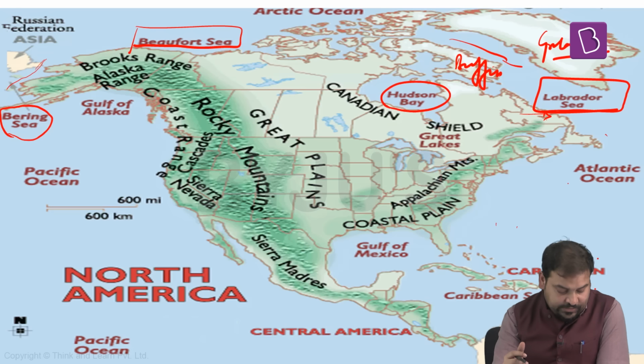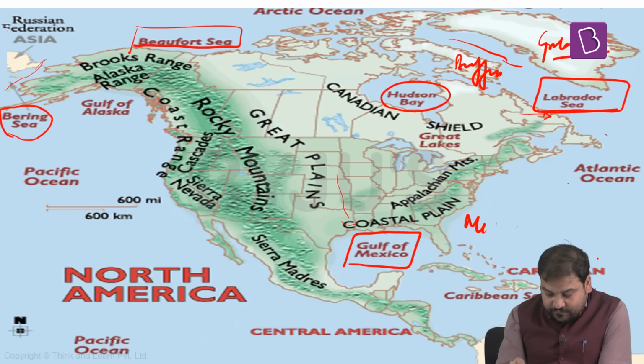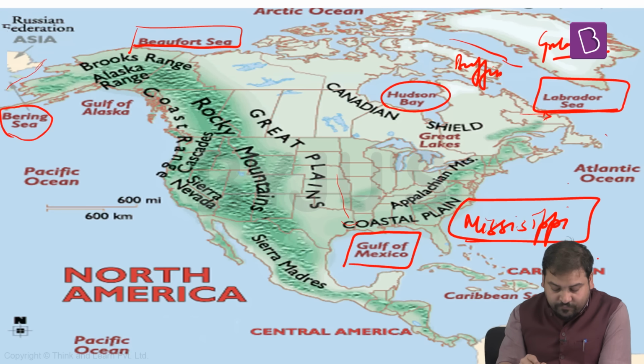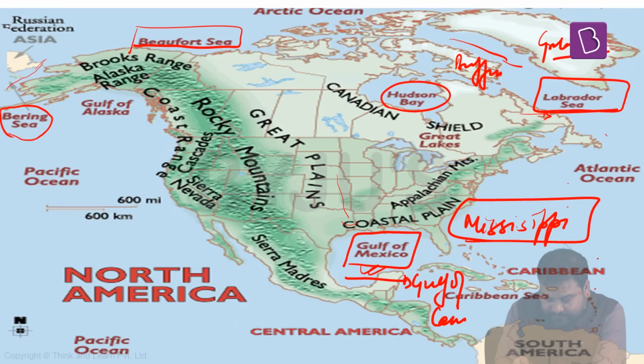your Labrador area. Another Gulf that is very important is the Gulf of Mexico. Also important for the fact that the river Mississippi, which is one of the most important rivers of America, flows into the Gulf of Mexico. Another important Gulf is here, that is called the Gulf of Campeche. It is on the eastern side of Mexico.